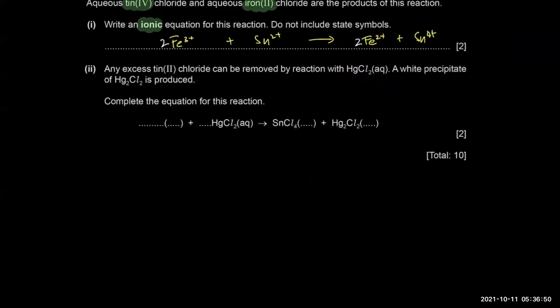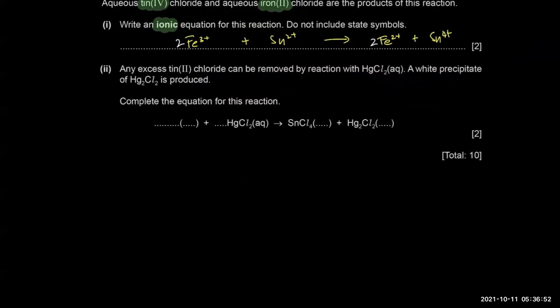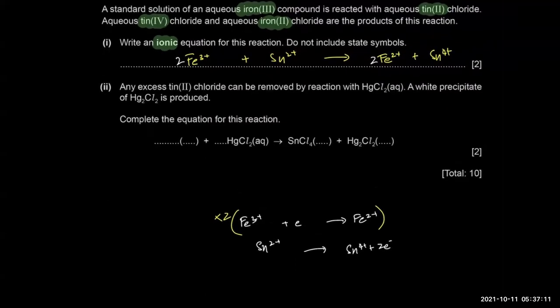And you can balance this using half equations as well if you'd like. We know that iron is undergoing reduction to form Fe2 plus, and tin is undergoing oxidation and it's losing 2 electrons. So then we're going to multiply the upper equation by 2. And that we get this overall equation if we add the 2 equations up. Okay. The electrons will cancel out.